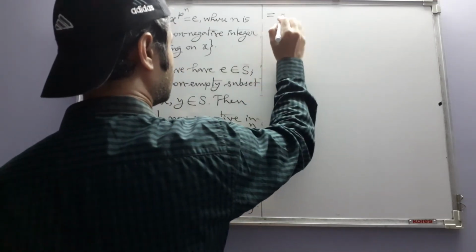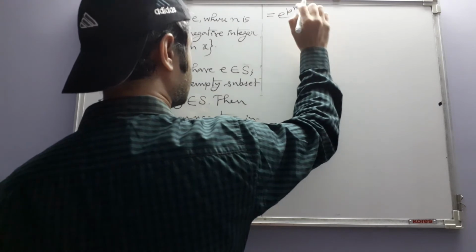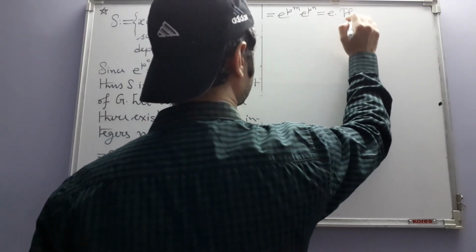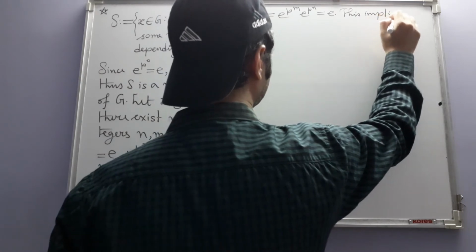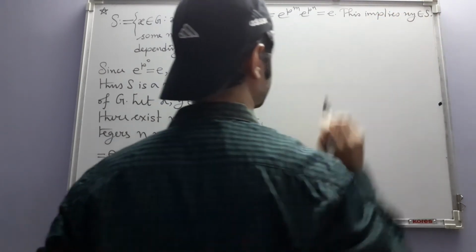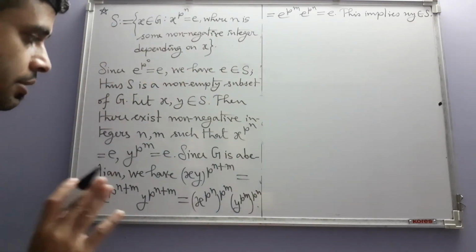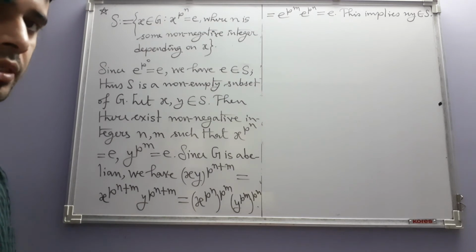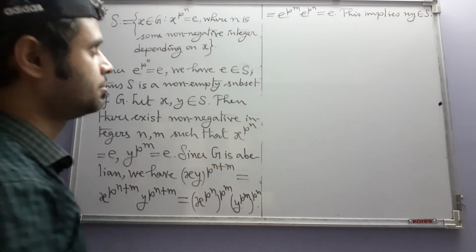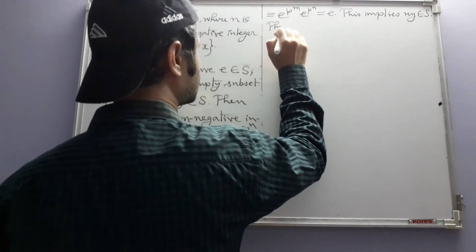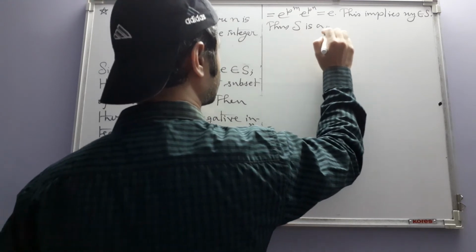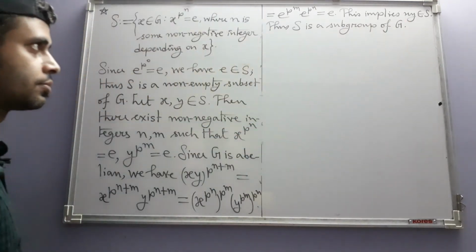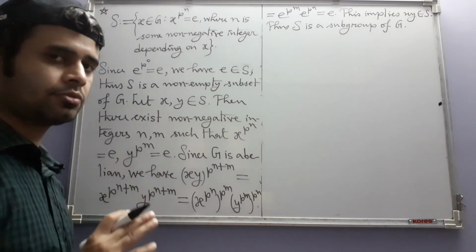Okay, now this is e and this one is also e, so we get e. This implies xy belongs to S. Okay, note one more thing, that because n and m are non-negative integers, n plus m is also a non-negative integer. That also should be clear. Thus, S is a subgroup of G.